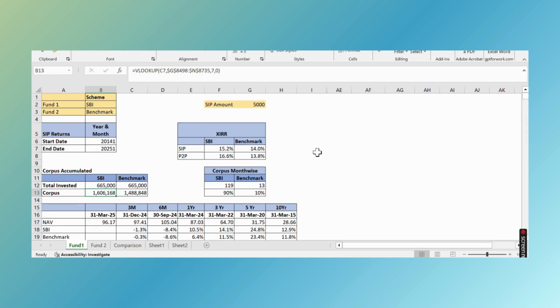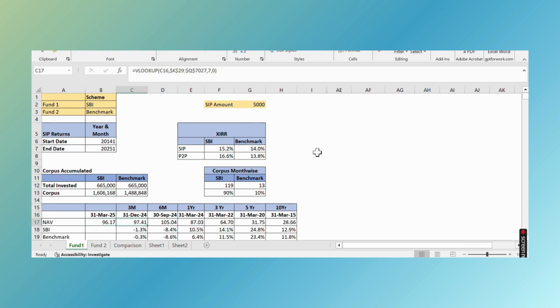Another factor is we look at the overall corpus that these funds have generated. And here we can see that SBI has generated around 1.2 lakhs more in corpus than the benchmark. Now this is on an SIP amount of 5,000. So if the SIP amount was say 50,000, the difference against the benchmark would have been as good as 12 lakhs.